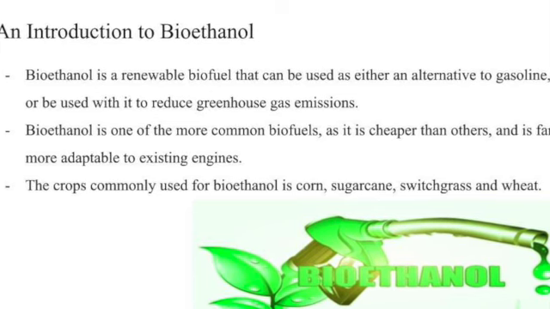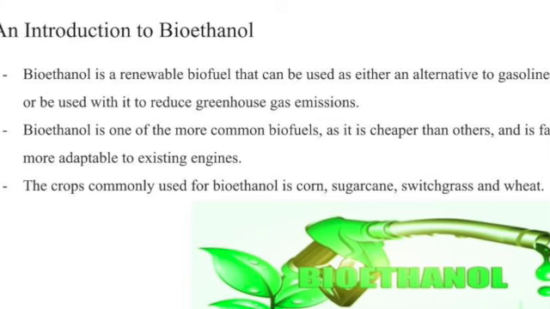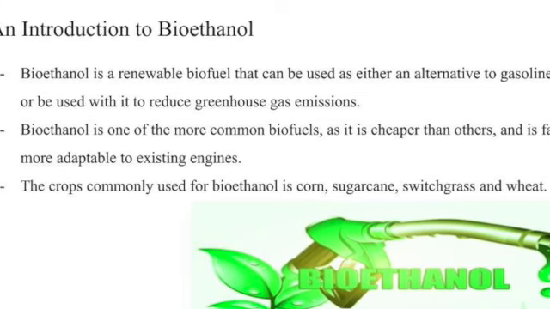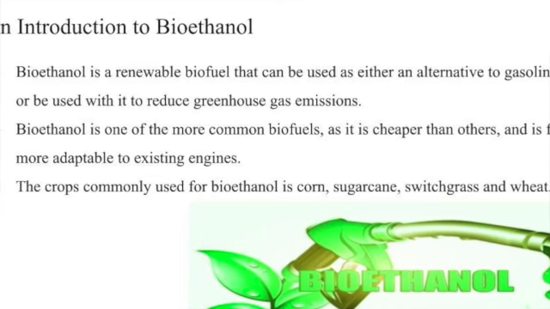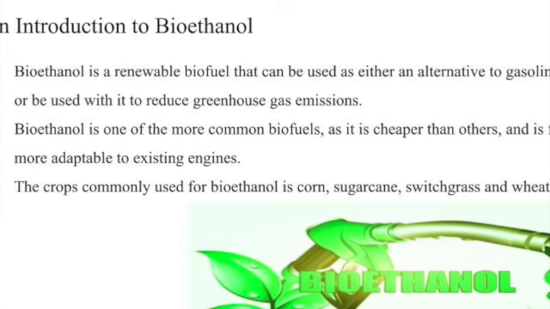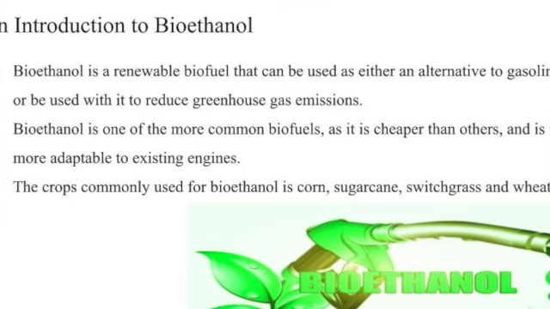So what does that mean? You can use bioethanol easier than you can use any of the other ones. And the crops that are commonly used for bioethanol are as follows: corn, sugarcane, switchgrass, and wheat, but there are a lot more than that.